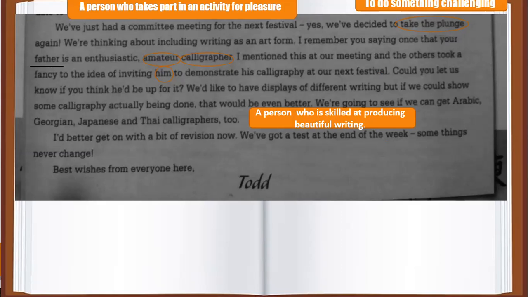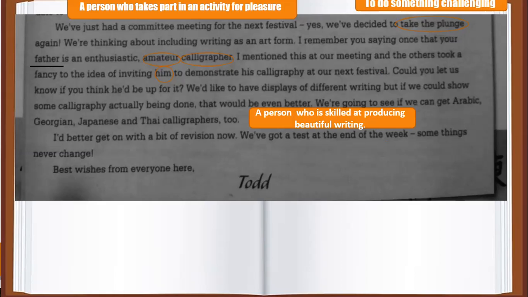I'd better get on with a bit of revision now. So I need to leave you now to end my letter to go and revise my exam. We've got a test at the end of the week. Some things never change. Best wishes from everyone here, Ted. So look here, how does Ted end the letter? You can use any word that you like. You can say goodbye, see you soon, best wishes, okay? So it is not a formal letter to end with yours faithfully, yours sincerely. No, you can end your letter here with any informal expression, okay?